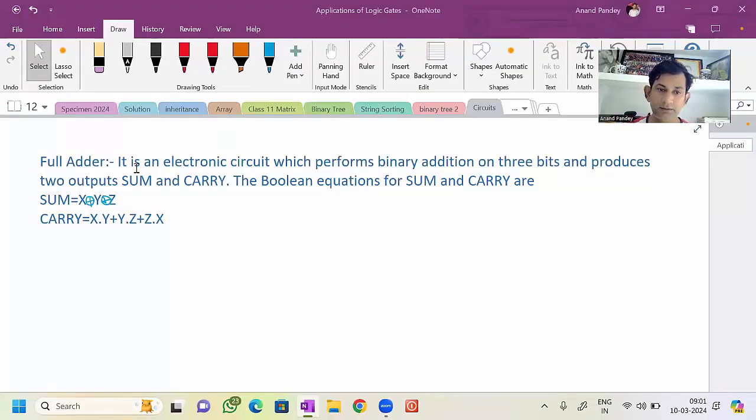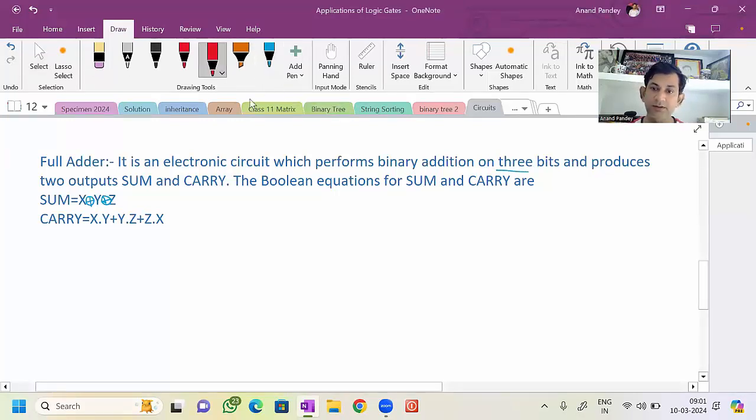Now the full adder. What is a full adder? As I told already, it is an electronic circuit which performs binary addition on 3 bits. This is the basic difference I'm telling you. Binary addition on 3 bits, and it produces two outputs, sum and carry. The outputs are the same.